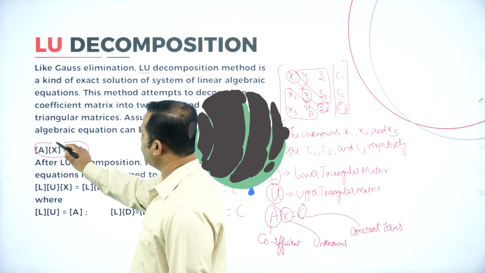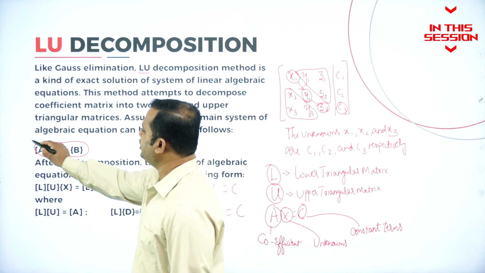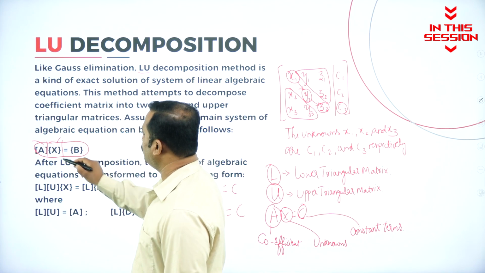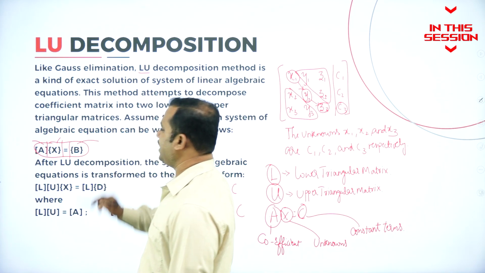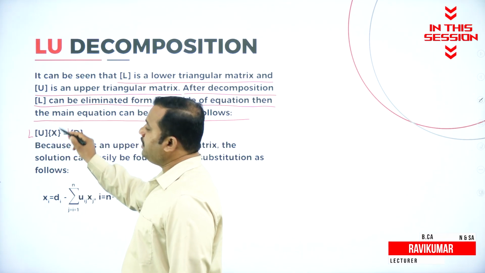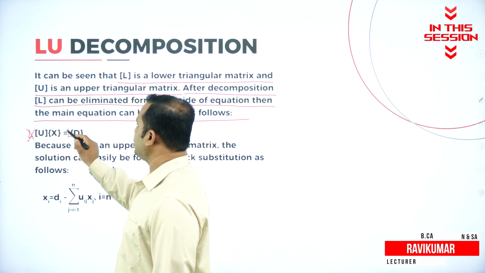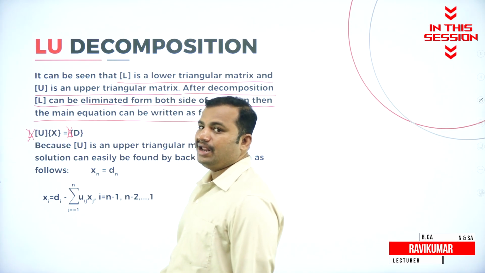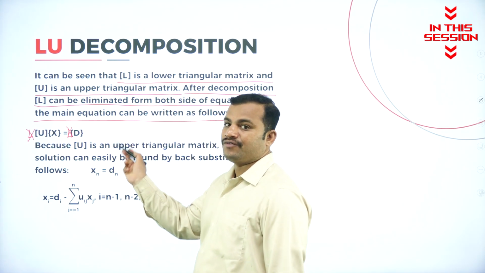A into x equal to b. This is called a coefficient term, this is called an unknown, this is called a constant. Earlier there was L and L here. By decomposing, the lower triangular matrix can be eliminated on both sides of the equation.